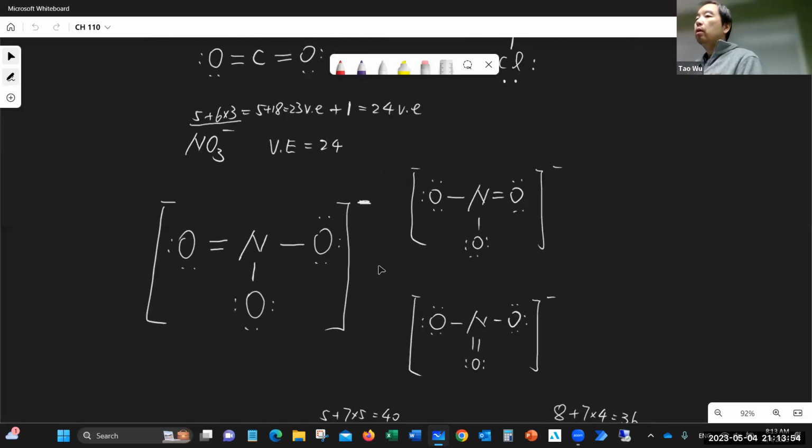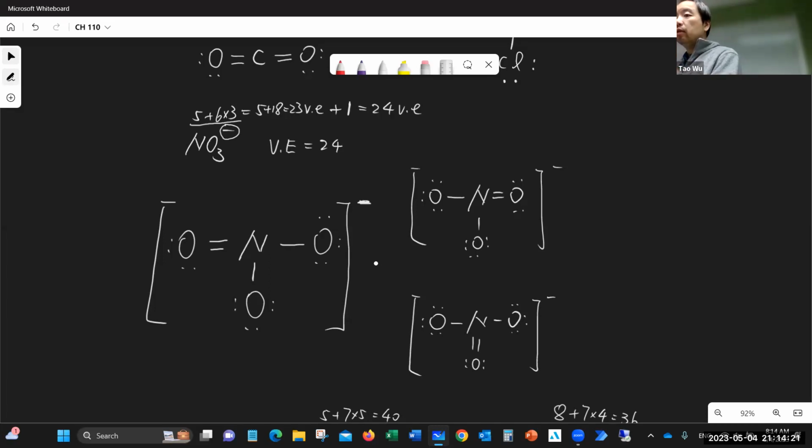And we also talk about, for the polyatomic ion, they're doing the same thing. You can also assign the dots, but in this case you need to count valence electrons inside of the molecule. Also, you need to include the charge. The charge is also included in the number of valence electrons.